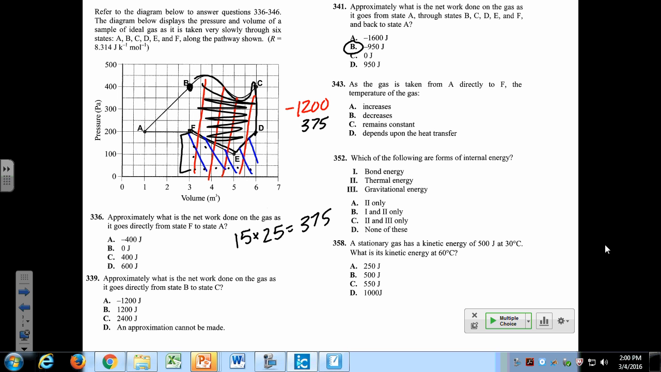I would find the area under this section and then subtract the area under this section. Okay? I'll leave you to do that on your own. But if it was from B to F, it would be this minus 950. What would it be? It might be similar if it's from A to A. It might be the same.